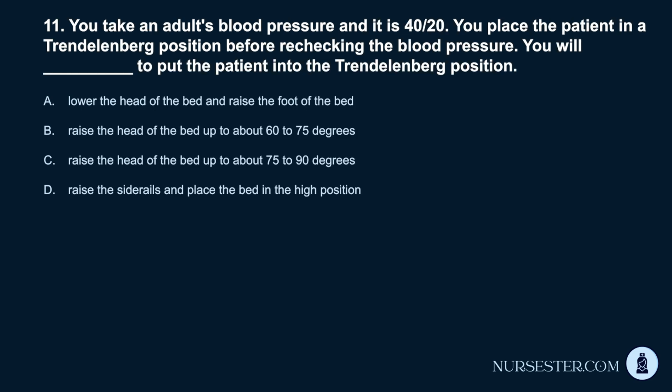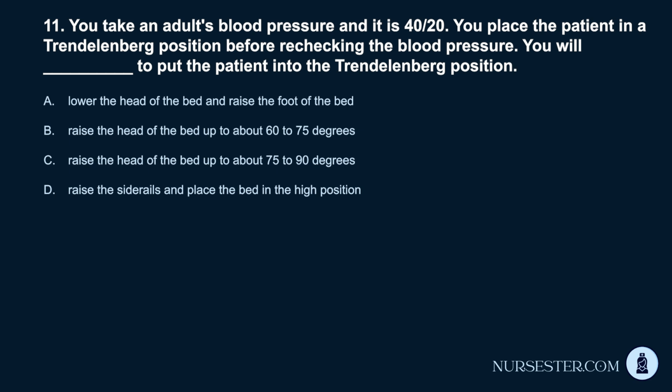11. You take an adult's blood pressure and it is 40/20. You place the patient in a Trendelenburg position before rechecking the blood pressure. You will underscore to put the patient into the Trendelenburg position. A. Lower the head of the bed and raise the foot of the bed.